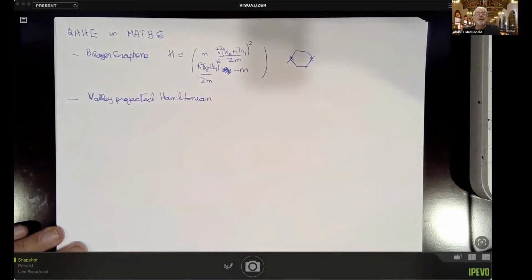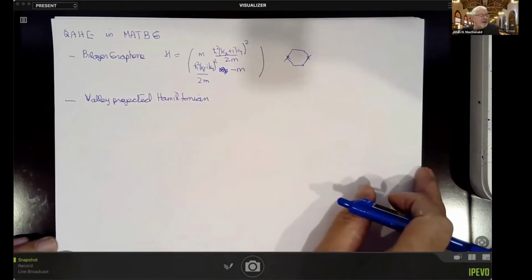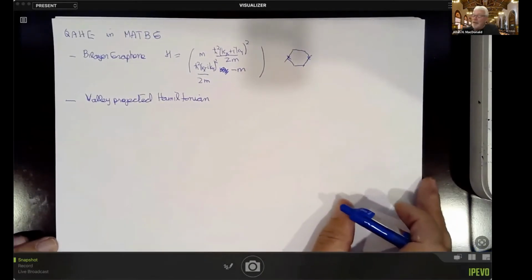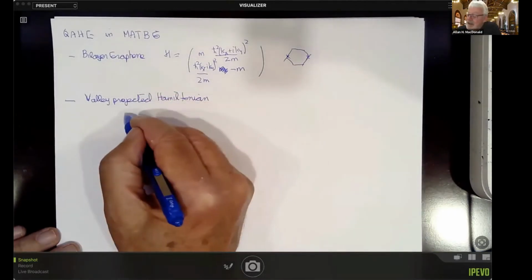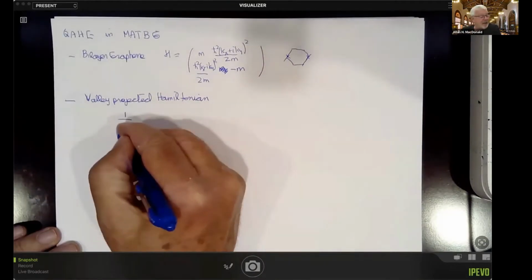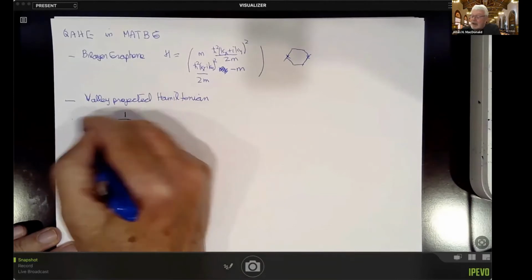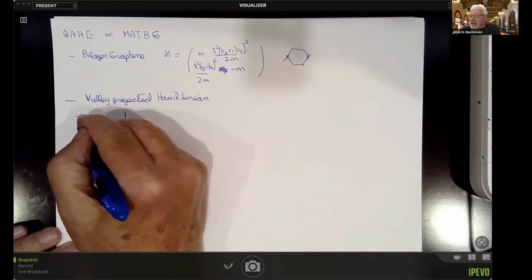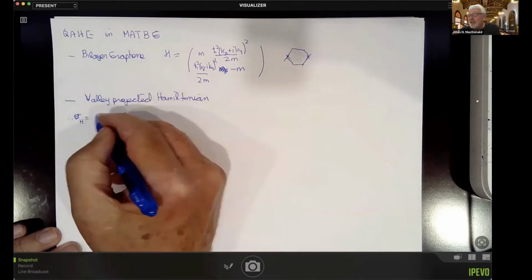The Hamiltonian projected to the other valley differs by time reversal symmetry. And what I want to emphasize here is that these valley projected Hamiltonians always have non-zero Chern numbers.